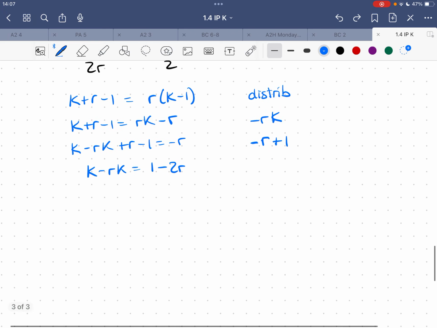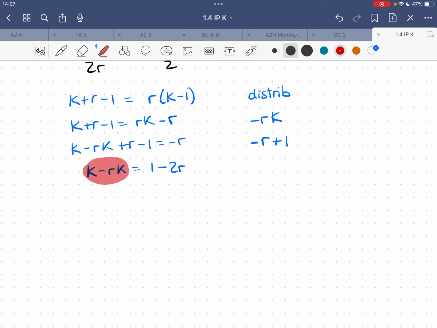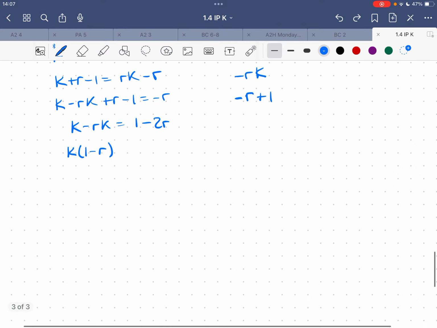Okay, and this is the part where if we were dealing with numbers instead of with variables, this would be combining like terms. So here what we're going to do is factor out the k. The k multiplies a 1 minus r. If you don't believe me, again, distribute. What I'm doing is anti-distributing. But if I multiply this, I would get k minus rk. That's how I know that I did that right.